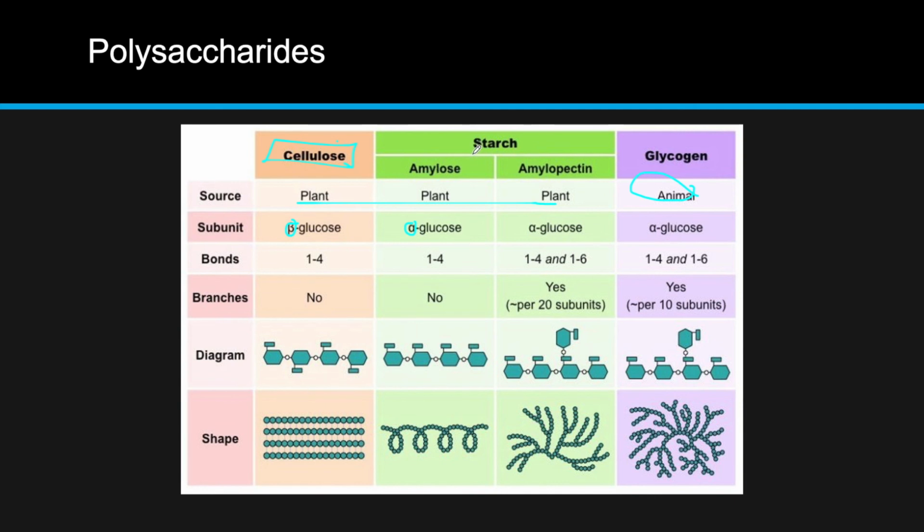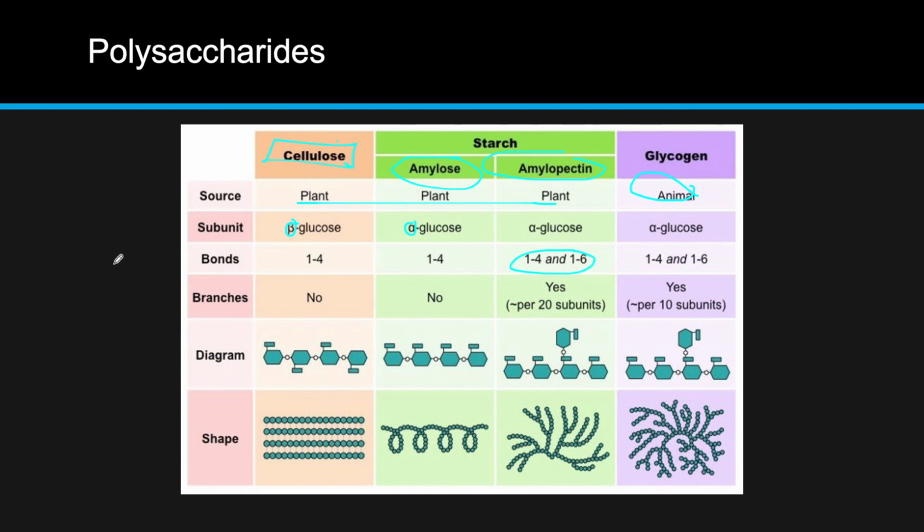Now, when you go to starch, you're going to need to know the difference between amylose and amylopectin. You're not going to really need to know the differences in functions so much, but you'll really need to know the difference, as in amylose does not have a branching structure while amylopectin does. And because of this, we have 1 to 6 bonds.